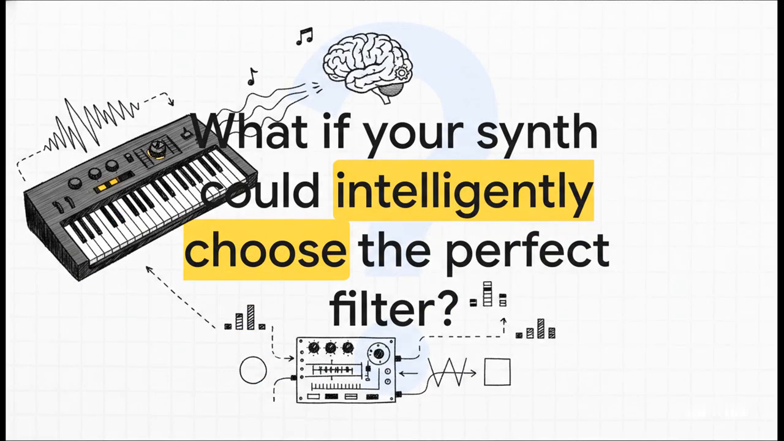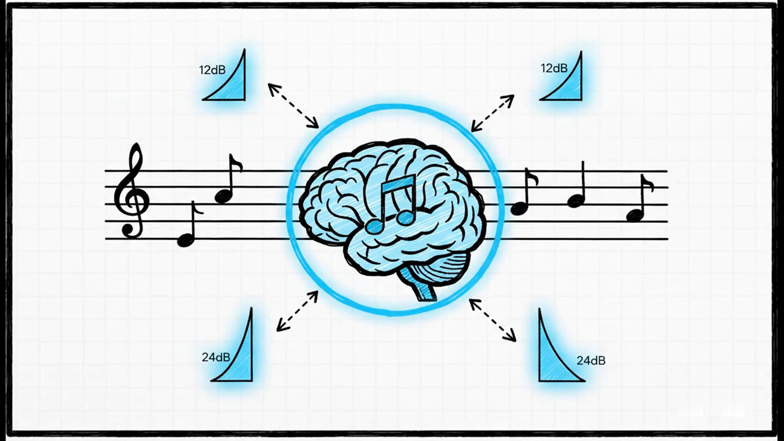I mean, just imagine this for a second, especially for all you musicians and sound designers out there. What if your synth was smart enough to adapt its character for every single note you played? What if it just knew what you needed it to do, right in the moment? Well, that is the big idea behind the adaptive filter slope. It's basically an intelligent system that automatically picks the perfect filter steepness for every note the instant you play it. And that is an absolutely groundbreaking capability.